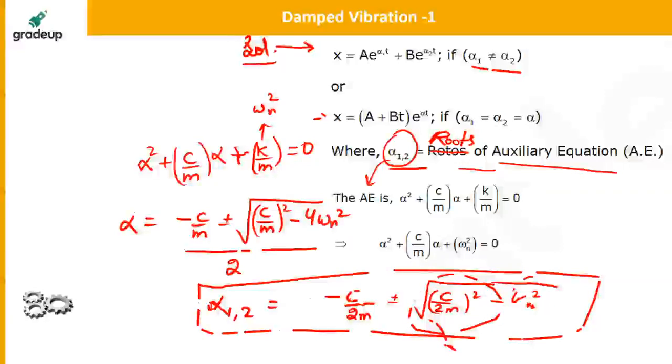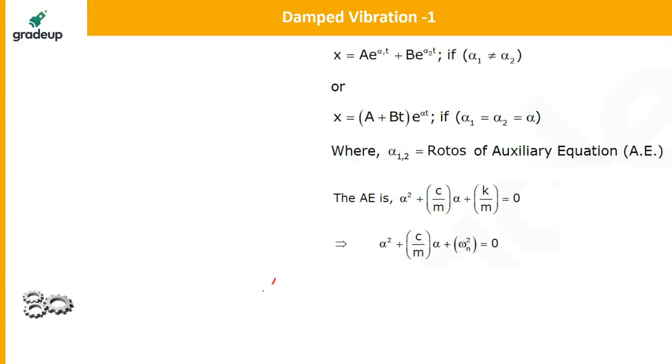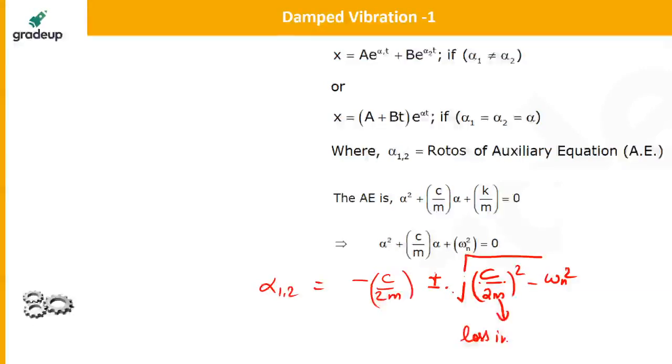Is it clear? Fine. So if I write again, alpha 1, 2 is equal to minus C by 2m plus minus under root C by 2m whole square minus omega n square. So this basically is responsible for the loss in kinetic energy, and this is responsible for the storing of energy, because omega is associated with K. What is K? It is your stiffness, and stiffness is associated with the potential energy. Okay, fine. And C by 2m is basically friction. So friction always opposes the motion, the movement of the body. So it will be associated with the loss in kinetic energy.